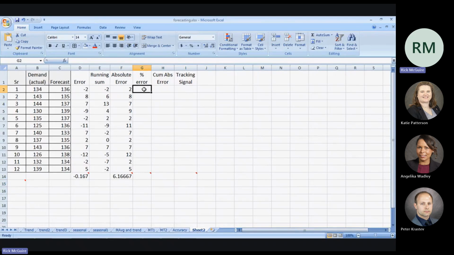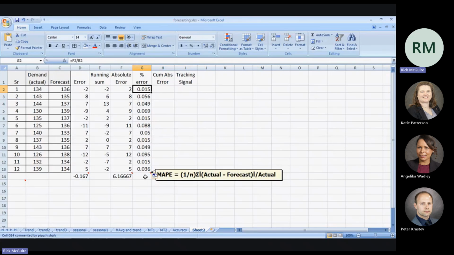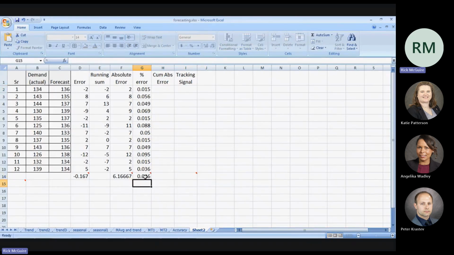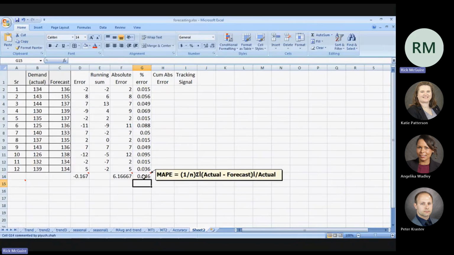The percentage error is the absolute error divided by the actual. Now percentage error becomes very important because an error of say 1 unit on a forecast of 100 units is a 1% error, but an error of 1 unit on 10 units is a 10% error. So error cannot be absolute, it has to be a percentage, and that's why we use this percentage error. I drag the formula to get the percentage errors, so 0.015 or 1.5% in the first period, 5.6% in the second period. The average of all these percentage errors is the MAPE, or the mean absolute percentage error, so equal to average of all these numbers here to give me the mean absolute percentage error. So MAPE is the average of the percentage errors.